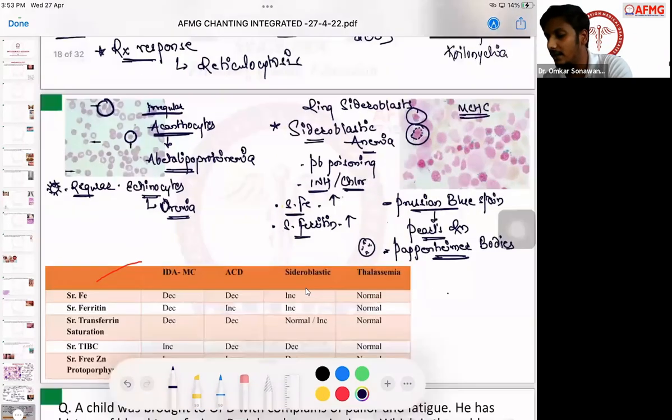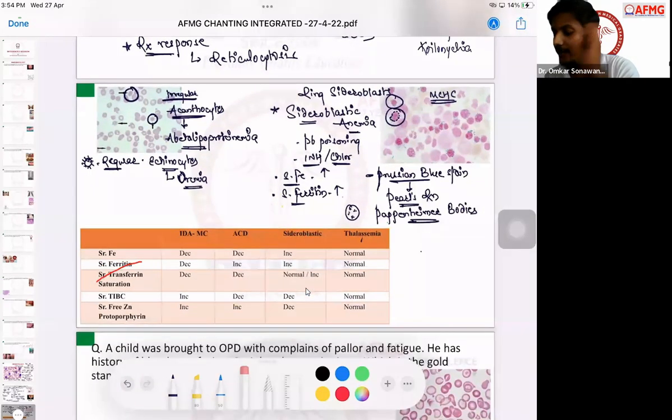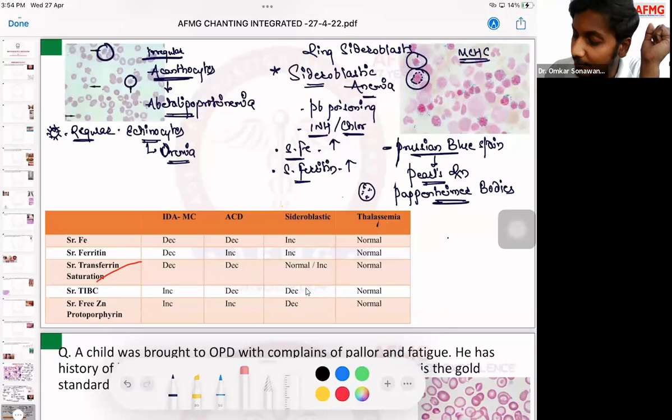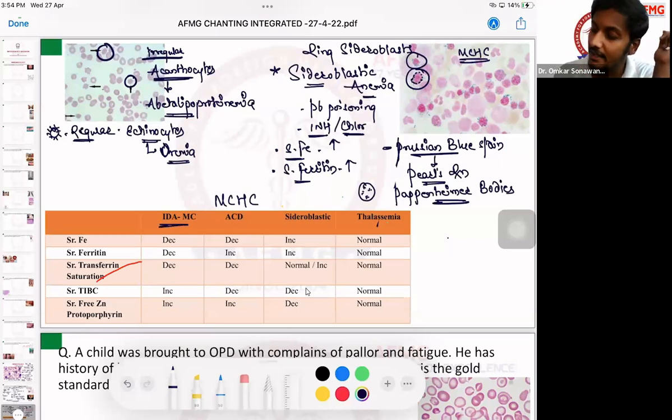Now discussing these conditions in the table, here we can compare all types of microcytic hypochromic anemia. Most common is iron deficiency anemia. Then we discussed anemia of chronic disease, sideroblastic anemia, and thalassemia. We will check serum iron, serum ferritin, serum transferrin saturation, and serum TIBC levels. At least these four are important to remember because they will help you differentiate. Transferrin is a transport protein of iron, whereas ferritin is the storage form of iron.